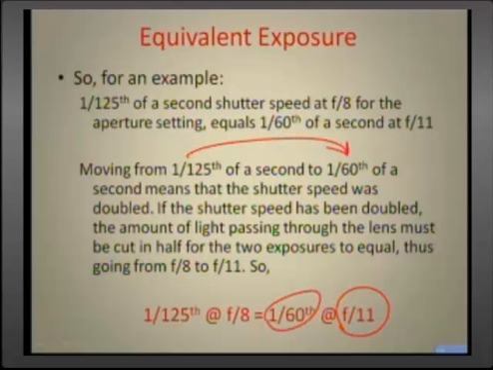Now, if I left it at f8, in other words had it at 1/125th at f8, and then moved my shutter speed to a 60th, which doubles the amount of time that the shutter remains open, and I were to keep it at f8, I would overexpose the photograph because too much light would be striking the CMOS chip. I would overexpose by what we would call one f-stop.